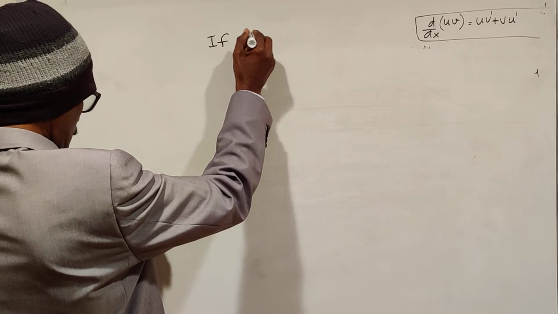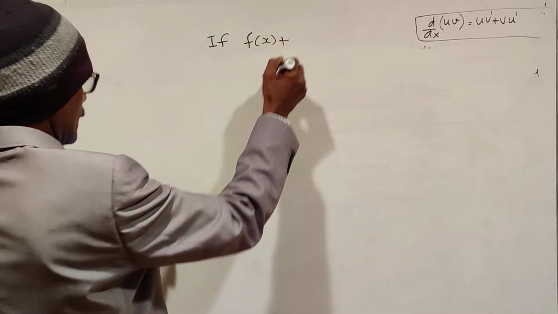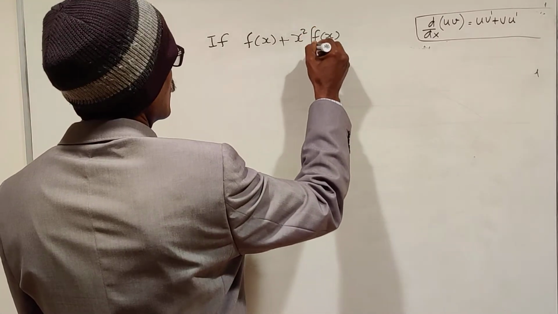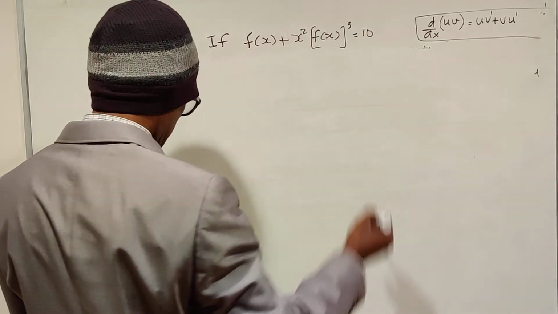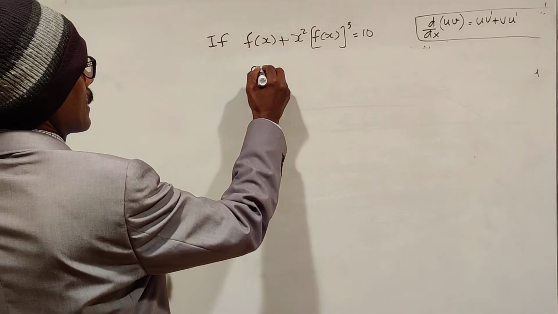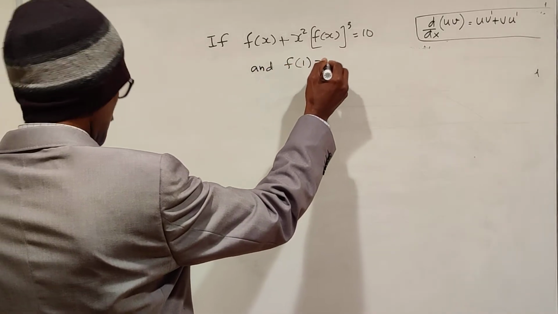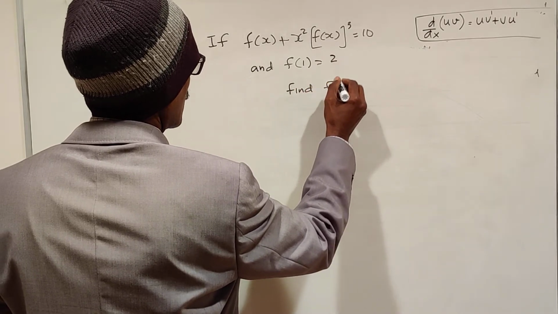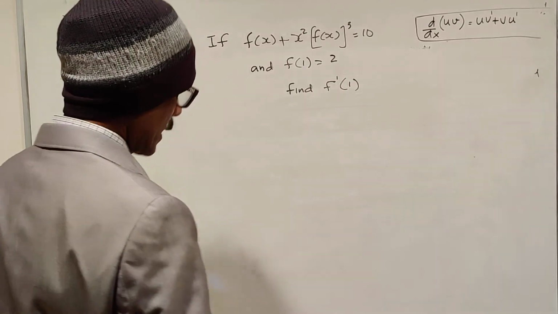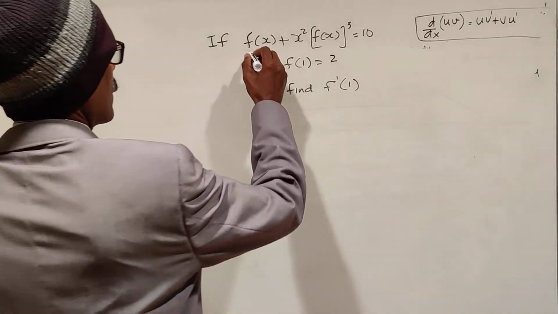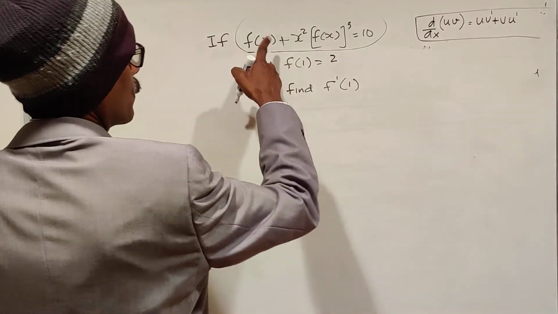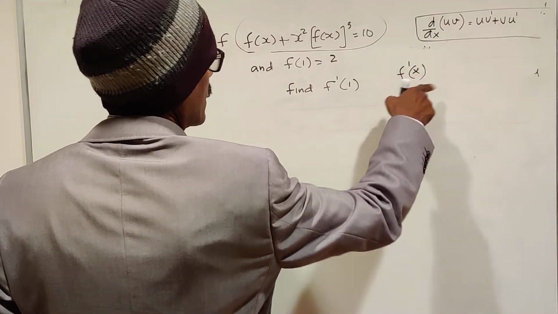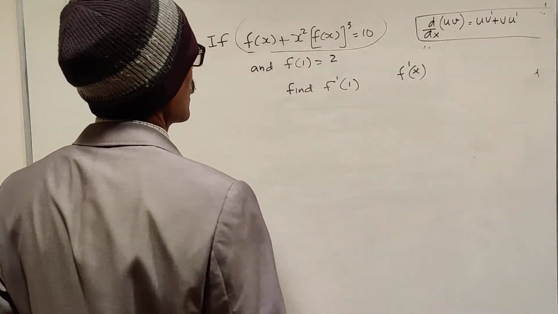If f(x) plus x square times f(x) the whole cube equals 10, and f(1) equals 2, find f dash 1. That is the question. Okay, first we need to differentiate this because we need to find out f dash x. Find f dash x first, then substitute x is equal to 1. You get f dash 1.